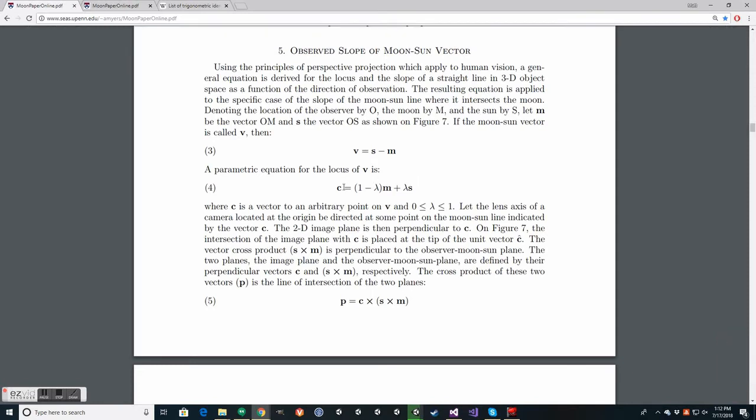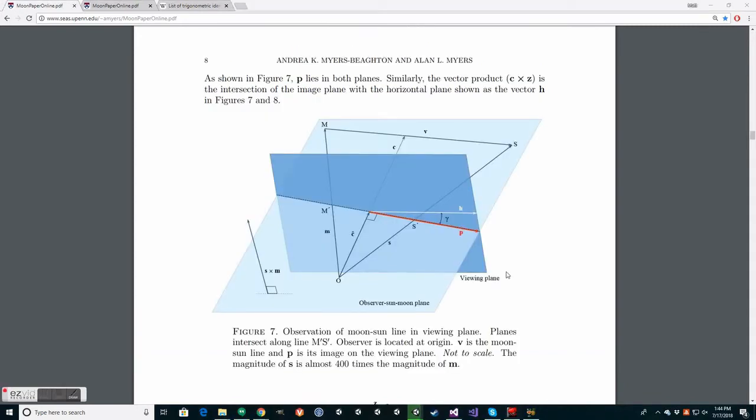Okay, this is because the authors are taking an analytical arbitrary solution to this at this point. We're interested in when the C, which is what the camera is going to be looking at, is looking at the moon. So we're just going to plug lambda equals 0 in right away from the start, and that will reduce some of the complexity of this math just a little bit. So let's move on to this diagram, figure 7 on page 8, where they're trying to explain everything visually with a diagram.